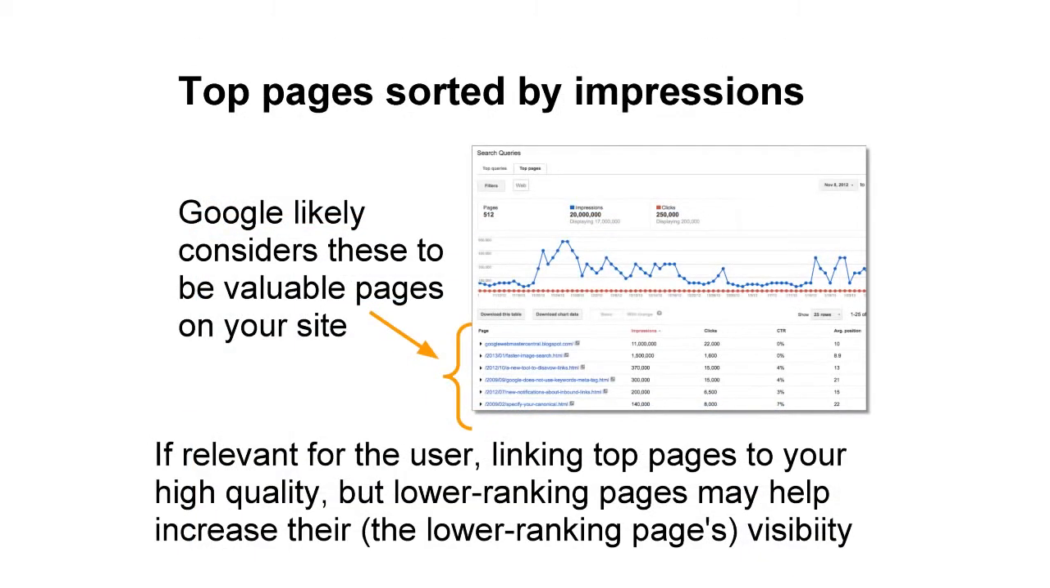Next, you can sort top pages by impressions. Because these pages are often shown to users in search results, it's likely that Google considers them relevant pages. Given that these top pages are valuable from a search engine perspective, you can use them to link to your high quality but lower ranking or less featured pages for more visibility for users and search engines.